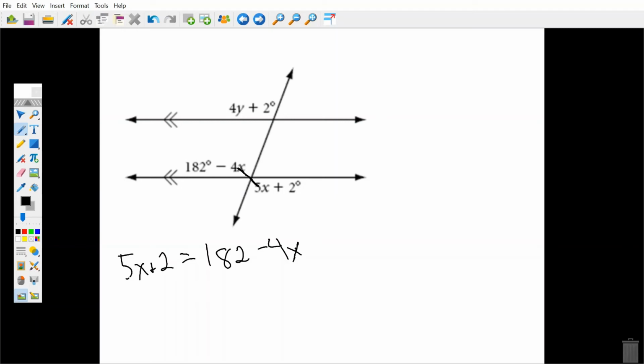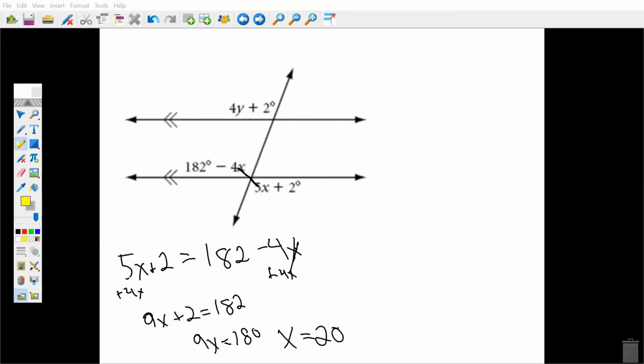I can solve for x. I can add 4x to both sides. 9x plus 2 equals 182. Minus 2 from both sides. 9x equals 180. X equals 20. So if x equals 20, I know that this one right here and this one right here are alternate exterior angles. Alternate exterior, so they are equal.